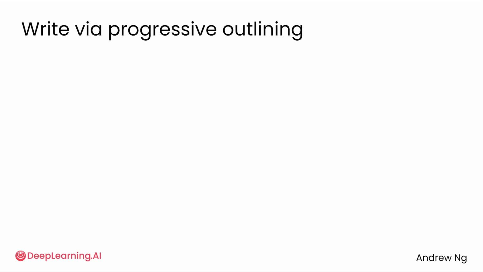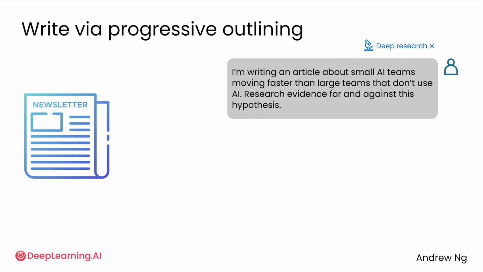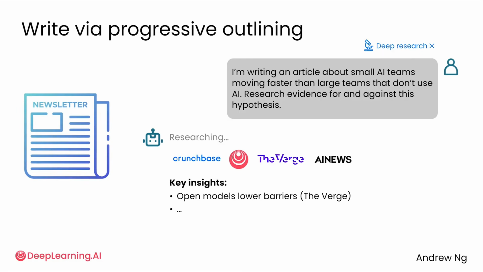For example, here's a prompt that says, I'm writing an article about small AI teams moving faster than large teams that don't use AI. And I just want to acknowledge that this is not a neutral prompt where I'm asking AI to help me decide if small AI teams do move faster, but instead this is writing an article from a certain point of view. But you can then ask AI to research evidence for and against this hypothesis. So the AI model may search online and find a handful of articles.